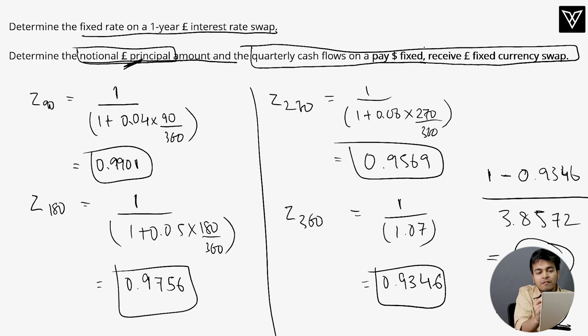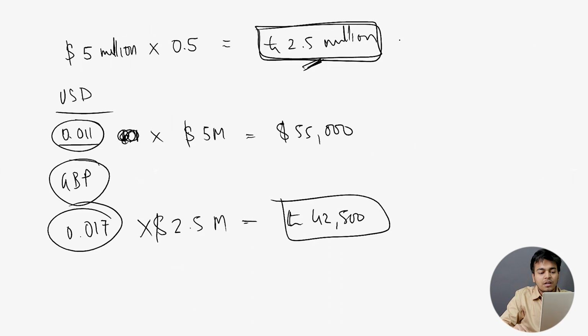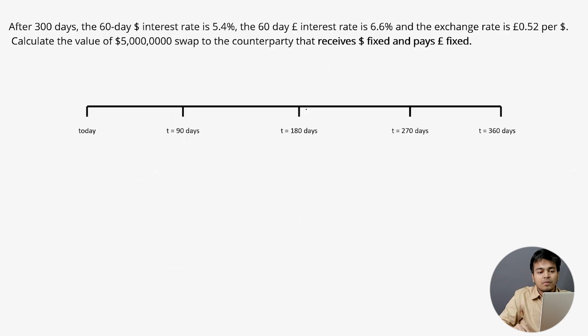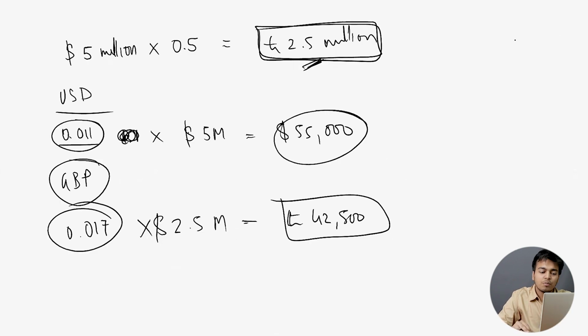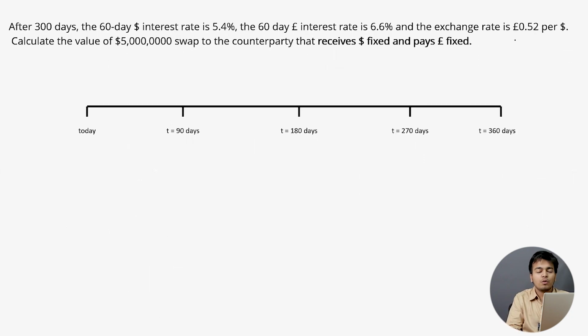So the person who is paying fixed dollar pays how much? Pays 55,000, and that very same person would be receiving GBP fixed, that would be 42,500 GBP. Alright, so this is a simple cash flow transaction that we need to understand. Now the next question is definitely going to be about value, because for all questions we have been doing it in the very same way. We have been arriving at the value for price first and then value later on.